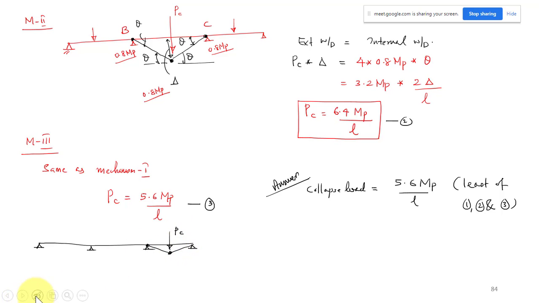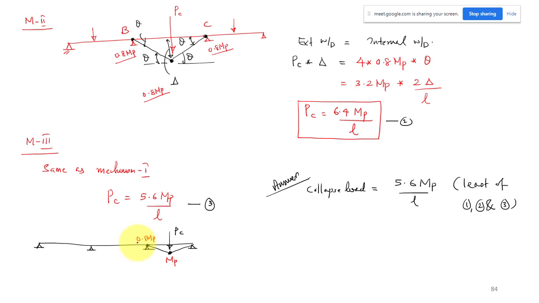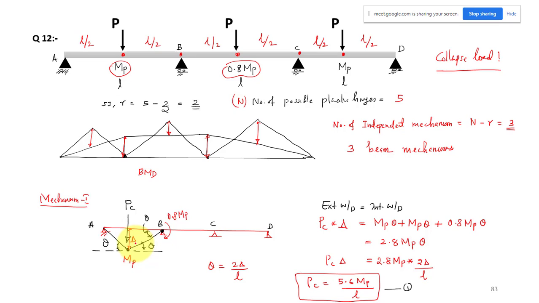Okay. So here you have to take MB. Here we have to take 0.8 MB. That is same as the first one. 0.8 MB. Okay. So that is the question number 12. Okay. So if you have any doubt, you can ask.